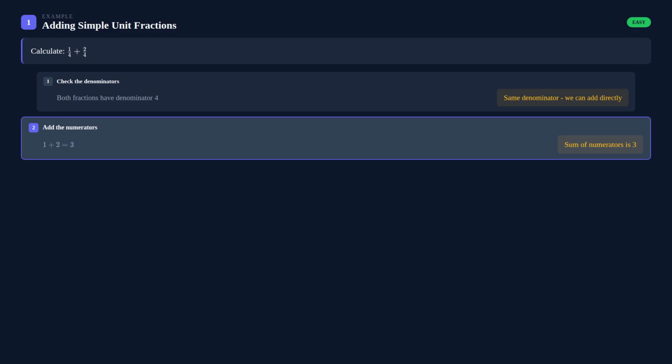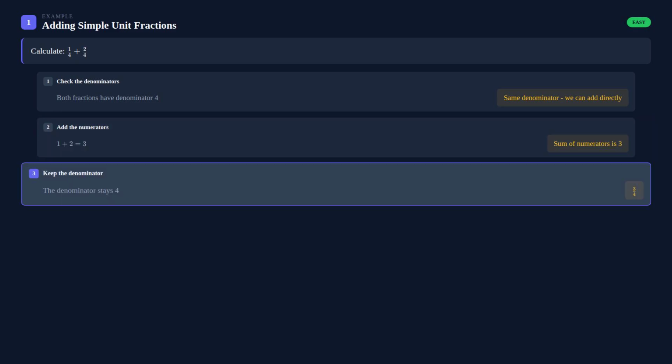Step 2. Add the numerators. 1 plus 2 equals 3. This gives us sum of numerators is 3. Step 3. Keep the denominator. The denominator stays 4. This gives us 3/4.